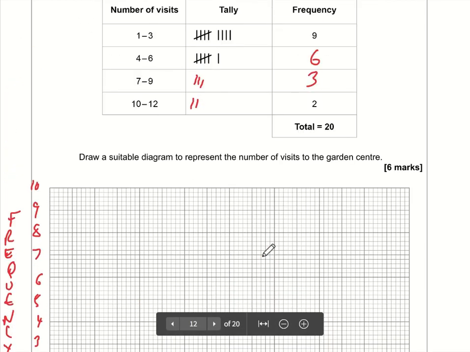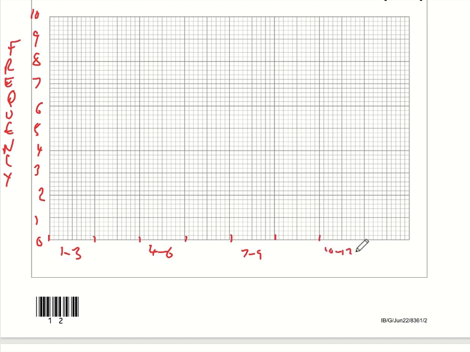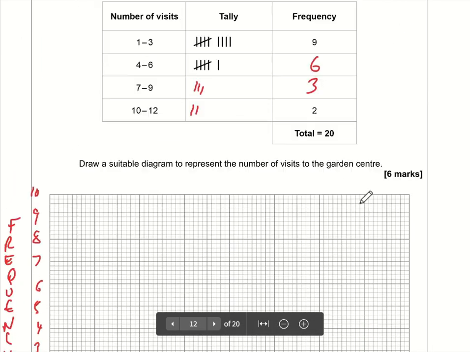And what was the final one? 10 to 12. So the important thing is to make sure that all your bars are of equal widths and the gaps between them are the same as well. So the frequencies were 9, 6, 3, 2.